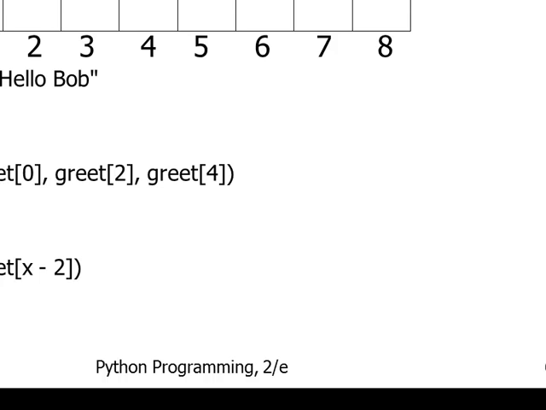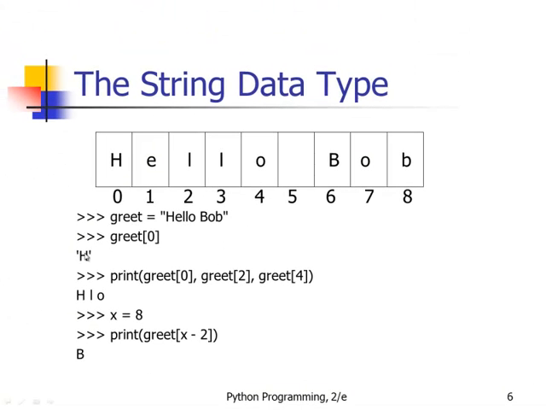And we want to find the first index, which is 0. We say greet[0], and it's H. If we say print greet[0], greet[2], and greet[4], that'll print capital H, l, and o. We can also take a variable and say x is equal to 8 and say print greet[x-2]. x minus 2 is 6, so that would be capital B. So let's try this in IDLE.